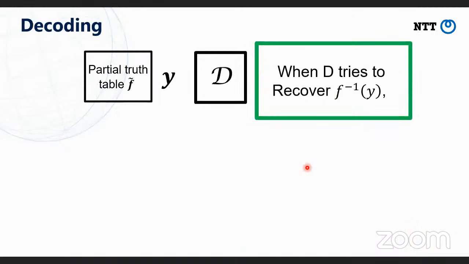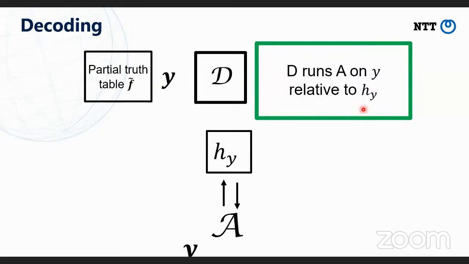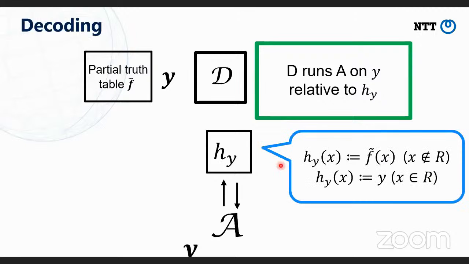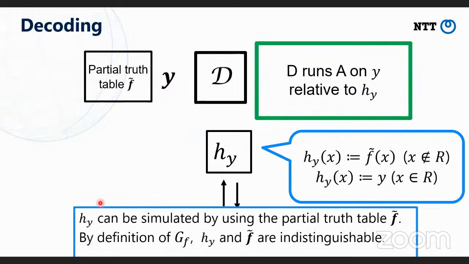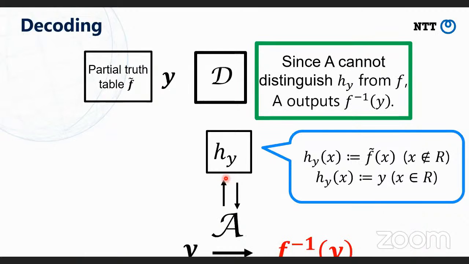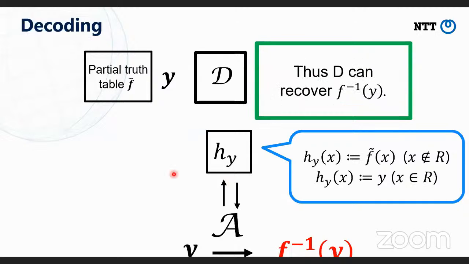So again, the decoder D tries to recover the value F inverse Y for each Y. And the decoder D runs the adversary A on Y relative to a function H_Y. And here, the function H_Y is defined like this. H_Y(X) is always equal to F tilde of X if X is outside R, and H_Y(X) is equal to Y if X is inside R. Then this function H_Y can be simulated using only the partial truth table F tilde. And by definition of the good subset G_F, this function H_Y and the original permutation F are indistinguishable. And since A cannot distinguish H_Y from F, the adversary A outputs F inverse Y, and the decoder D can recover the value F inverse Y. This is how their decoder works.